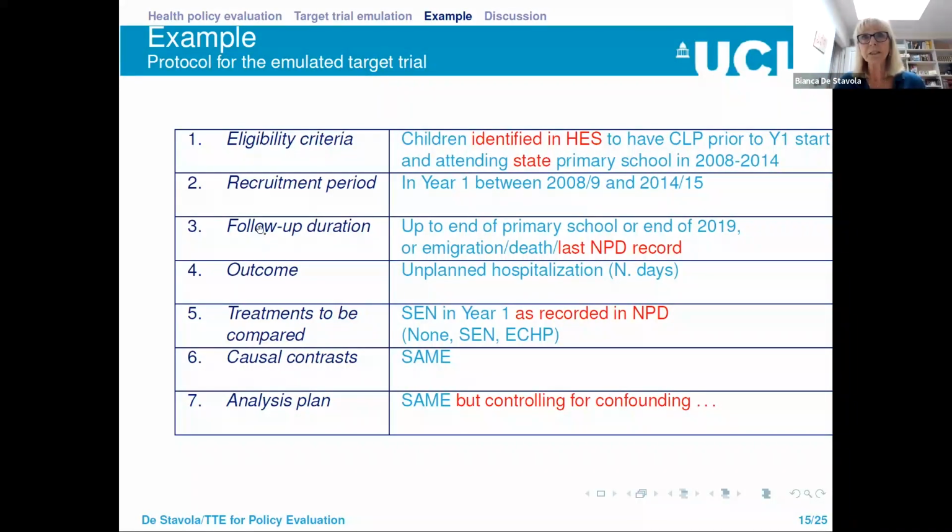The recruitment period is the same, and the follow-up period is the same as in the trial, but we are also limited by the follow-up information according to the school records, and also by the completeness of the hospital records. The outcome is the same. The treatment, again, has a limitation, which is that SEN is not just random. Before, we had randomized SEN support, SEN provision. Now we have SEN as recorded in the National Pupil Database.